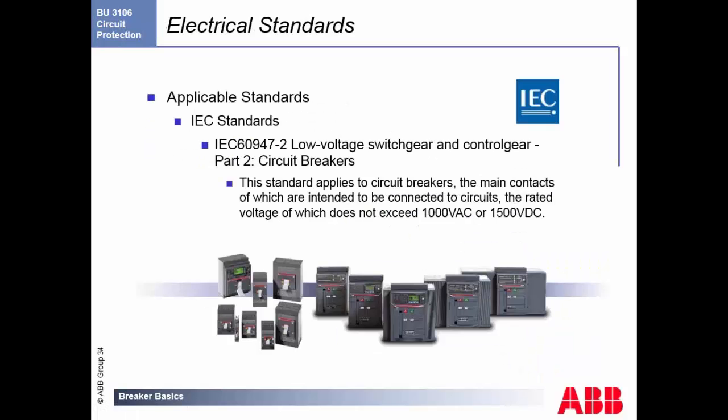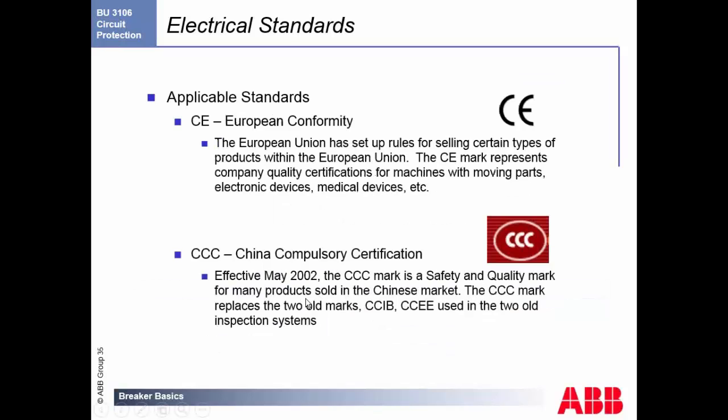Some breaker basics on the electrical standards. Now we're going to talk about IEC. IEC 60947-2 is the low voltage switchgear and control gear. This standard applies to the circuit breakers, the main contacts, which do not exceed 1,000 volts AC or 1,500 volts DC. That's right, the breakers can not only do AC, we also do DC. Again, the DC is very important when you're talking about motor controls. And we cover all the bases with our full line of breakers.